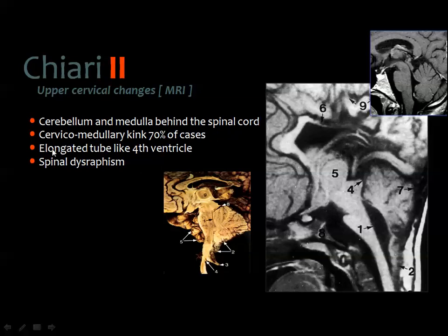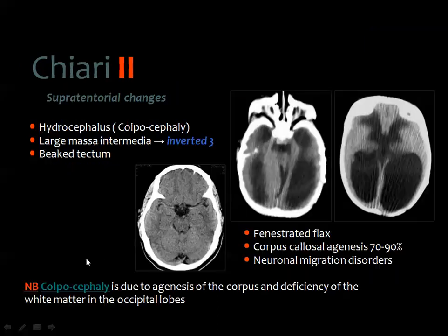Then number two, you see an elongated tube-like fourth ventricle. This is the normal appearance of the fourth ventricle. The fourth ventricle will be elongated and no longer has this configuration. It is tube-like. Number three, you see the spinal dysraphism in the lower back. You should see a meningocele or meningomyelocele. Then the medulla oblongata, as I have mentioned, will also descend, and this will result in a kink at the junction of the medulla and the upper part of the cervical spinal cord, which is not usually seen by imaging.